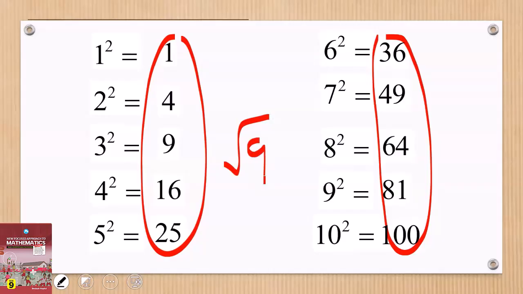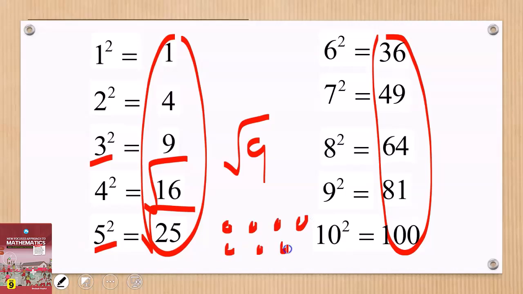And so √9 is 3, √16 is 4, √25 is 5. That means we did 5 by 5, and that gave you the 25. So that is why we say root 25 is 5. Root 100 is 10. Root 81 is 9. Root 64 is 6.